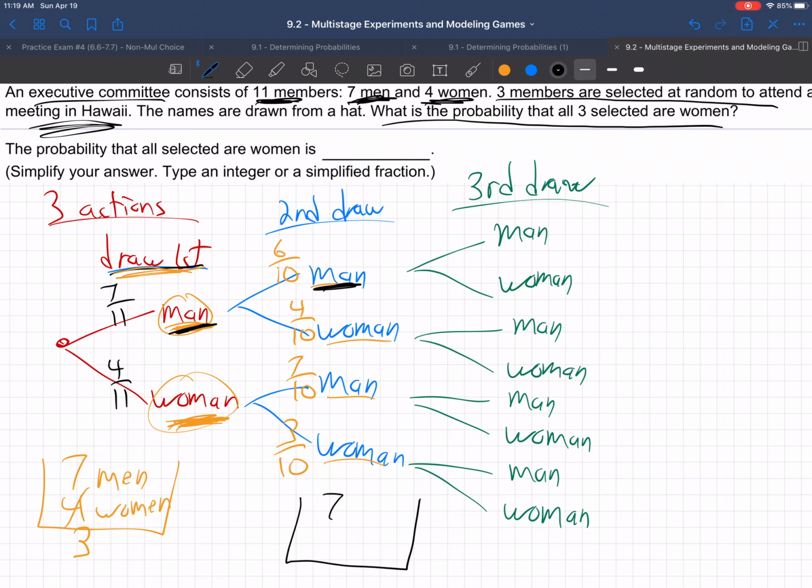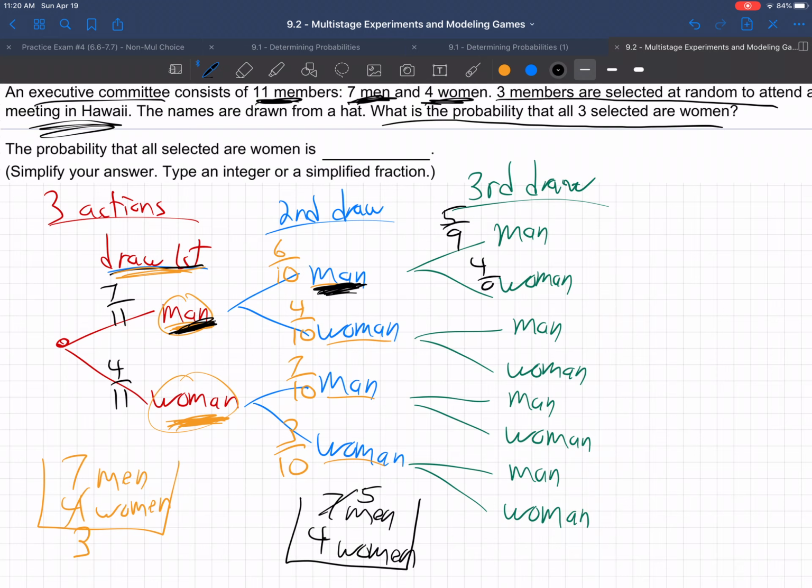So remember, originally we had 7 men and 4 women names in the hat. So if we did man and then man, that means we'd take 2 men's names out of the hat. If we got man the first time and man the second time, that means left in the hat is 5 men's names and 4 women. That would mean 5 out of 9 is the chance you're going to get a man out the third time.